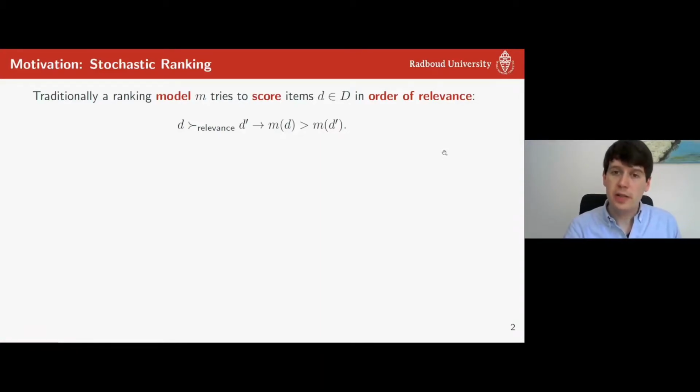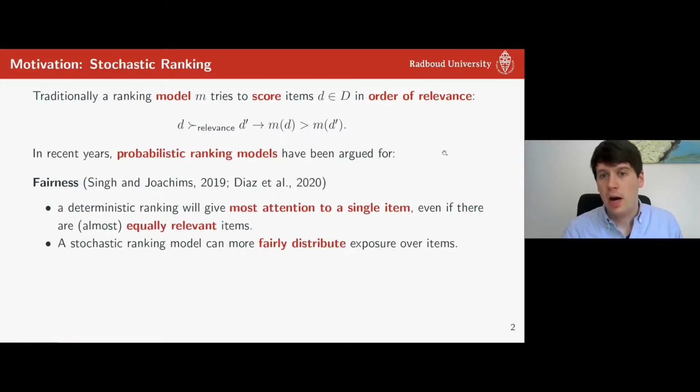However, in recent years, we've seen arguments being made for probabilistic ranking models instead of this deterministic approach. The first and I think most important reason is due to fairness. A problem with a deterministic ranking is it's going to give most attention to a single item because there can only be one top item, number one, and that's going to receive the most attention from users. Most users are going to look at that item.